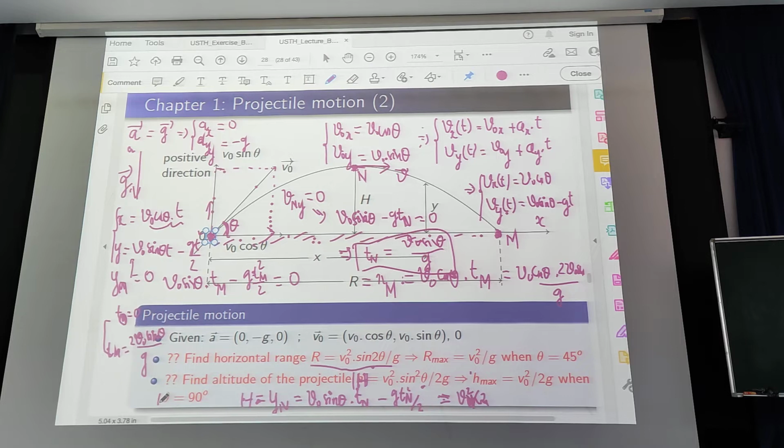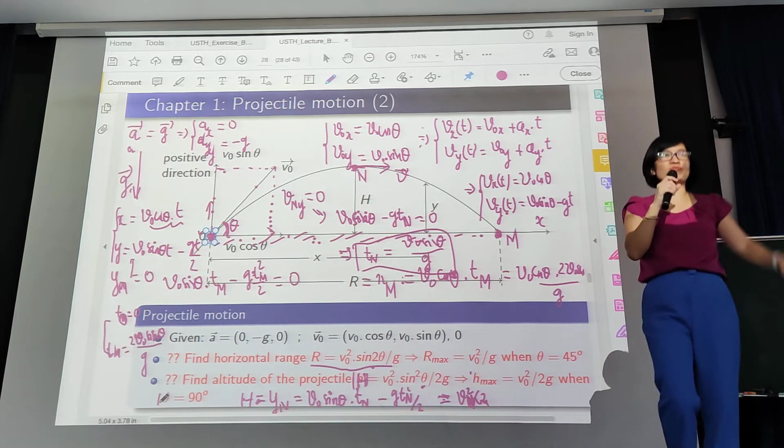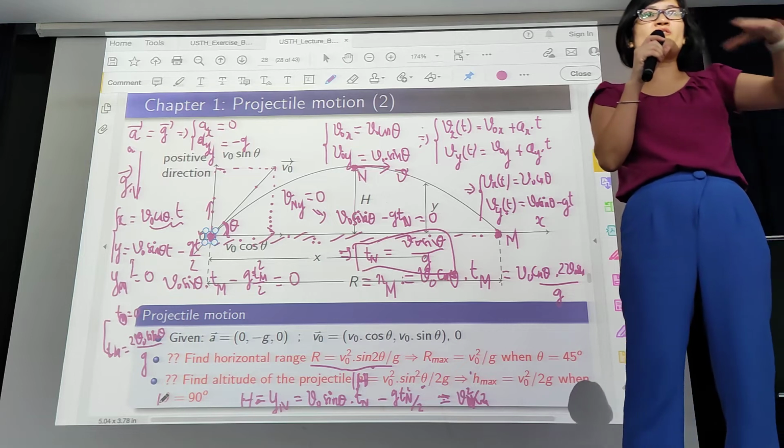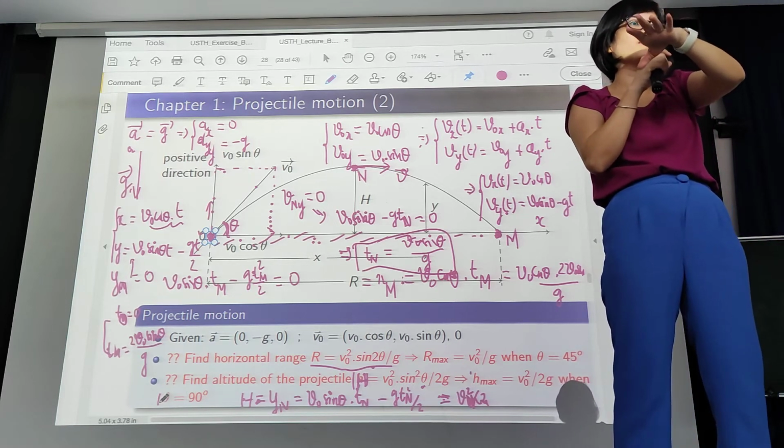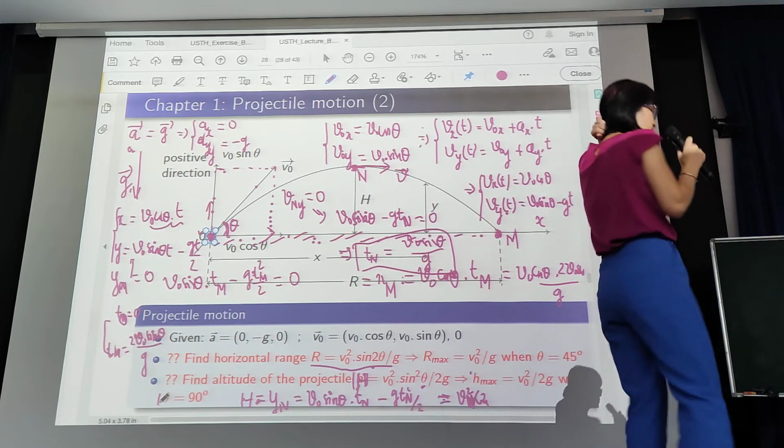Any question? Clear? So these are all the steps for you to solve the exercises with projectile motion. I already gave you the list of exercises. Maybe you already did them during the tutorial. Okay?